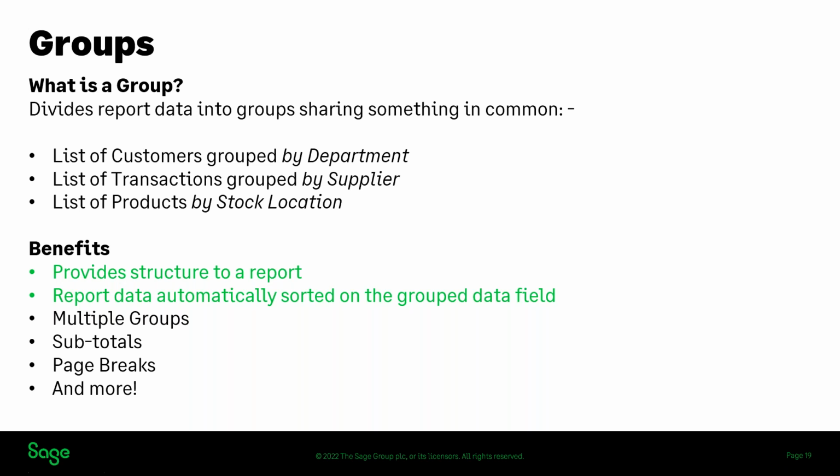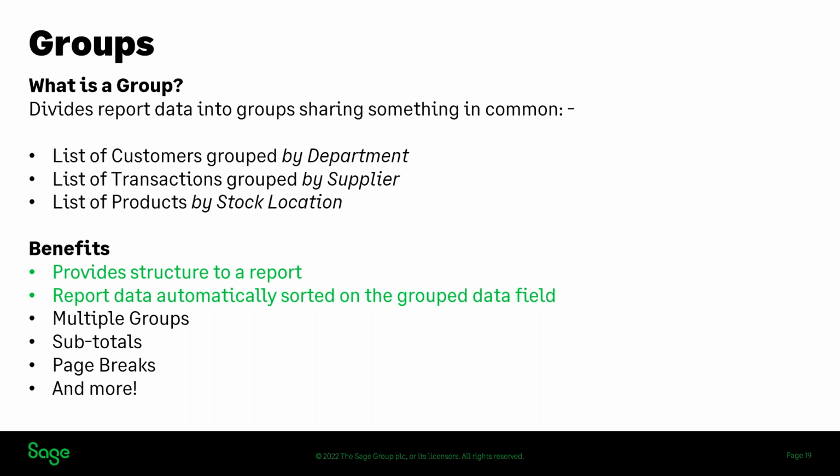So first of all, we'll discuss what is a group. It's a means of dividing a list of report data by something that's shared in common. For example, you might want a list of customers grouped by the department they're assigned to in the customer record. You might want a list of transactions grouped by supplier account reference or supplier account name.